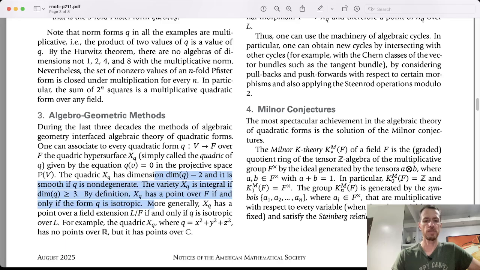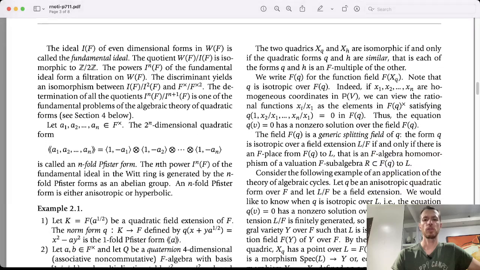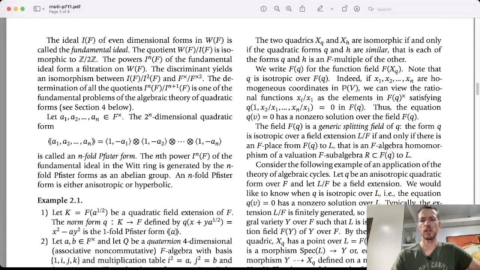More generally, X_Q has a point over a field extension L extending F if and only if Q is isotropic over L. For example, the quadric X_Q, where Q = x² + y² + z², has no points over the reals, but it has points over the complex field. The two quadrics X_Q and X_H are isomorphic if and only if the quadratic forms Q and H are similar, that is, each of the forms Q and H is an F-multiple of the other.